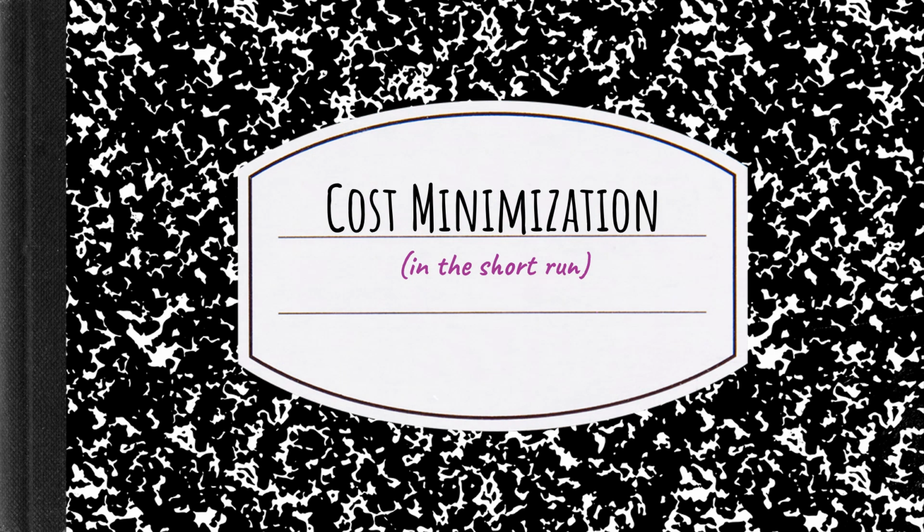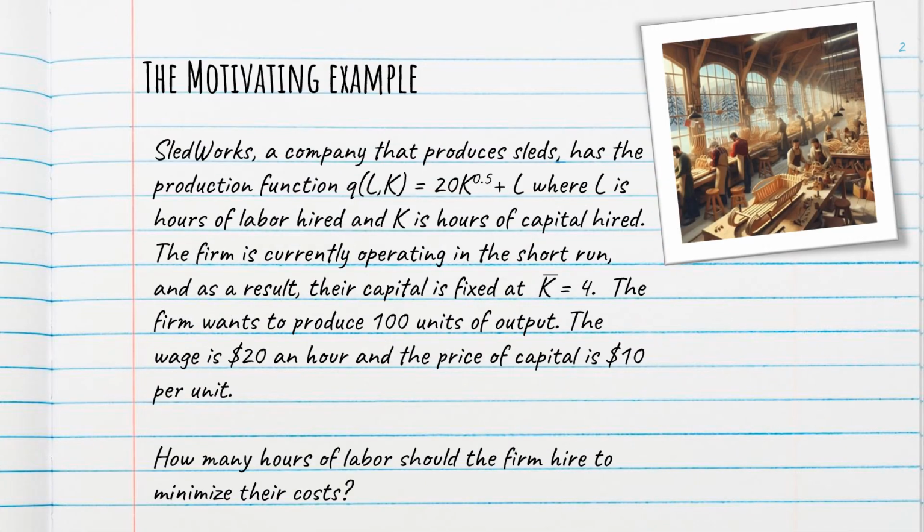In this short video, we're going to solve a cost minimization problem in the short run. So let's suppose that SledWorks, a company that produces sleds, has the production function 20K^0.5 + L, where L is hours of labor hired and K is hours of capital hired. The firm is currently operating in the short run, and as a result, their capital is fixed at K bar equals 4. The firm wants to produce 100 units of output.